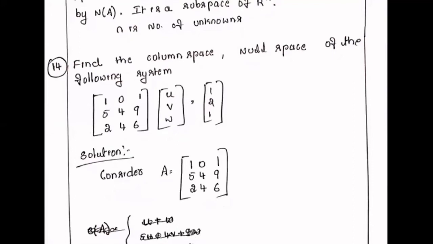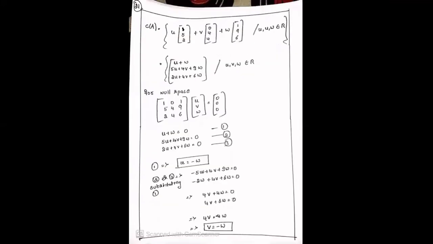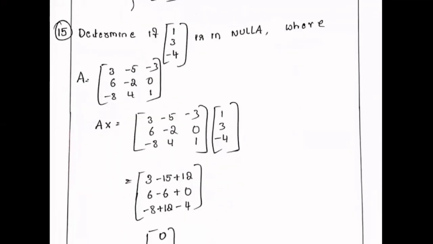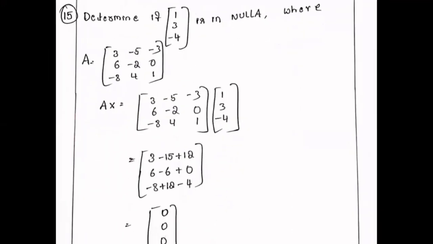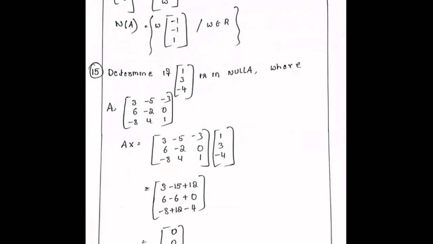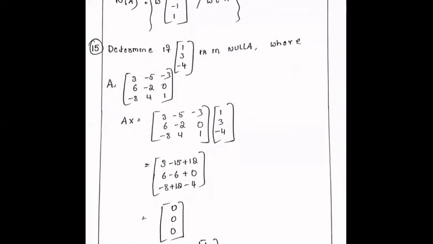In general, don't just substitute, like w equals 1. You can do it, but first you have to find the general value of w. It's better, being an engineering student. So the final answer was this: if you write u, v, w as minus w, minus w, w, minus w, that gives the actual null space. Okay.